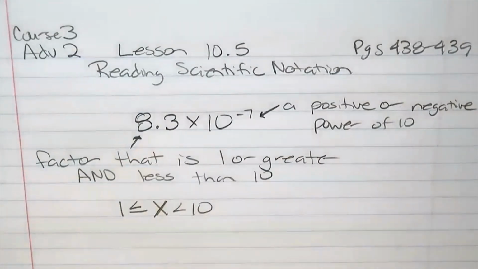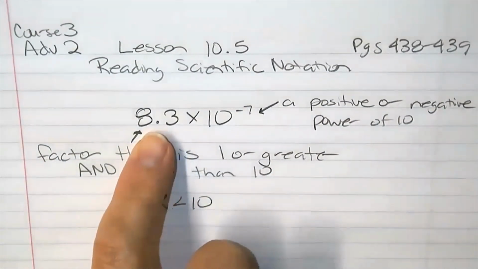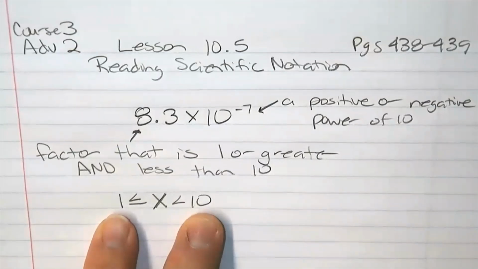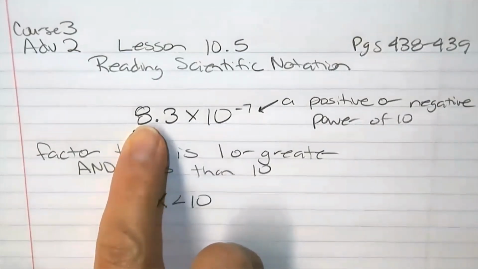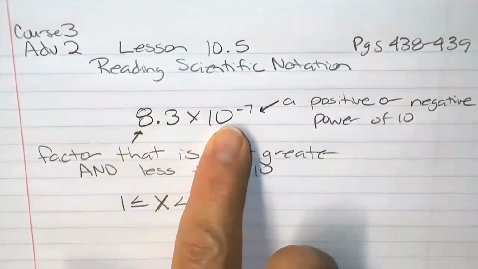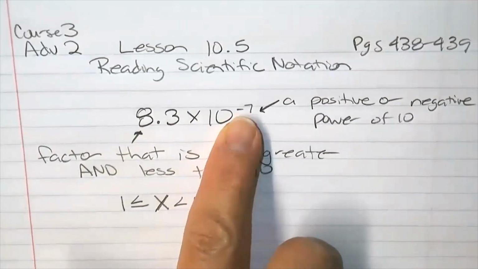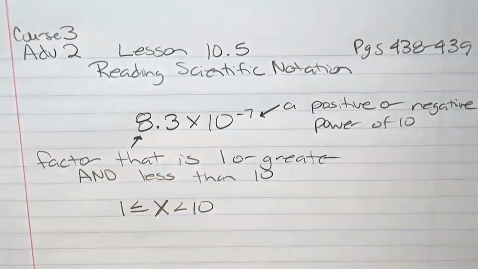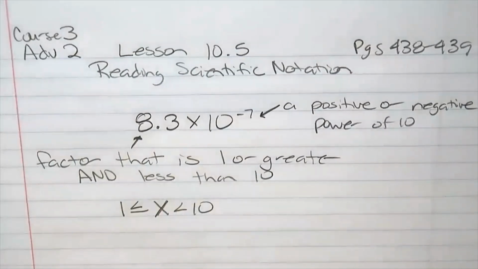So this is what scientific notation looks like. Our first factor is 1 or greater and less than 10, so it falls between 1 and 10. And our second factor is a positive or negative power of 10. This is a way of simplifying really large or really small numbers so that we don't get tripped up on all the place values. Okay?